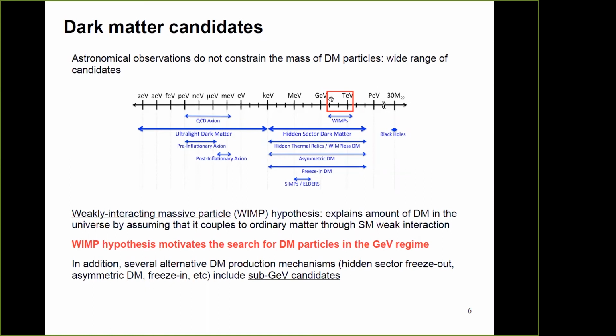Then there are more general dark matter models that explain the observed amount, but can have other interactions, or new interactions different than the standard model weak interaction. These models include hidden sector, asymmetric dark matter, and freeze-in dark matter. And in this case, because these models are more general, as you can see in the plot also, they include dark matter that extends below the GeV regime. And we are referring to that as sub-GeV candidates.